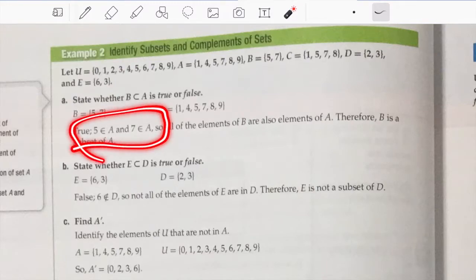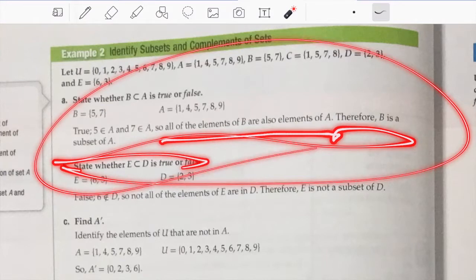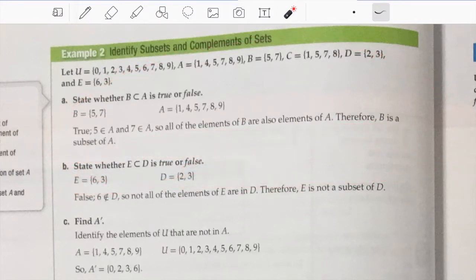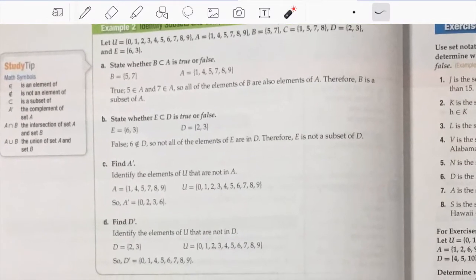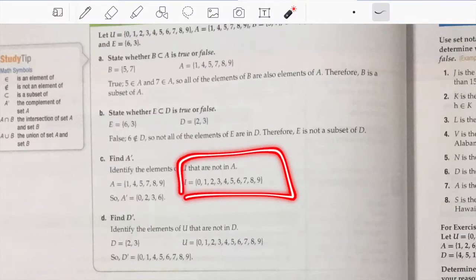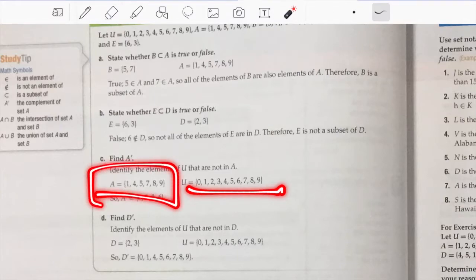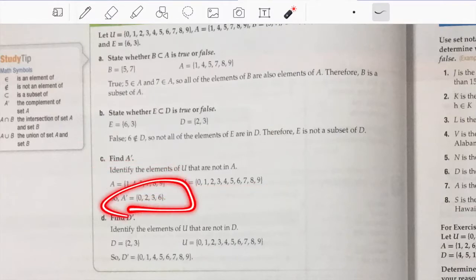Also, 5 is an element of A, 7 is an element of A. Therefore, all the elements of B are also elements of A. Therefore, B is a subset of A. This is kind of how mathematicians talk, and it gets a little confusing sometimes. And then the little apostrophe just means complement. So for A apostrophe, they're asking what elements of our universal set are not a part of A. If our universal set is 0 through 9, and A is 1, 4, 5, 7, 8, 9, the numbers not in A are 0, 2, 3, and 6.